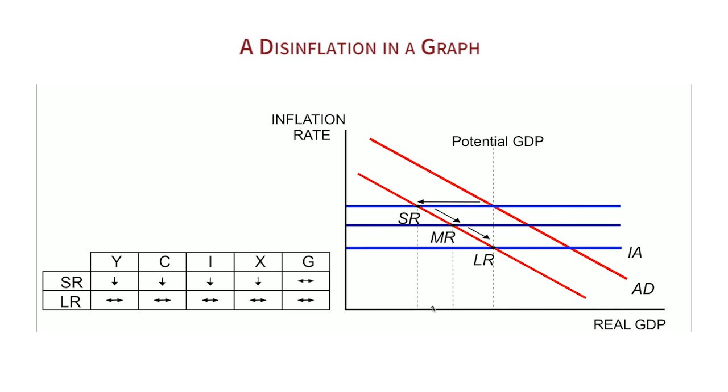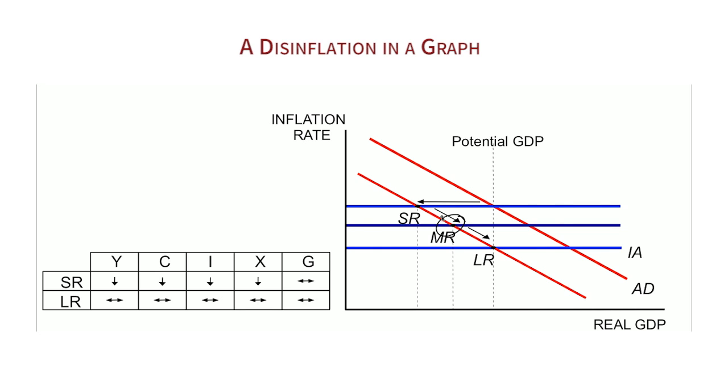And that's the initial decline. Now, of course, there's pressure on inflation to go down because real GDP is lower than potential GDP. Demand is lower. Firms see the need to reduce their prices or wages, so inflation falls, and you can see the IA curve comes down. It comes down, and then there's another intersection with the aggregate demand curve.